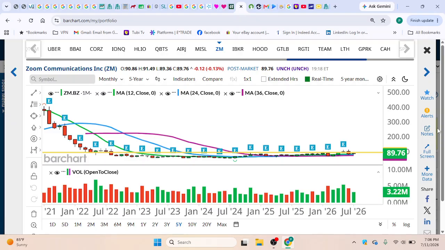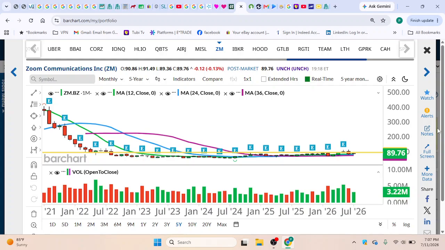That Zoom's stuck. I think people like working from home, even if it's 1 or 2 or 3 days a week. And I think it's just one of those convenience things that has stuck with us. People are still using Zoom, and so I like the company for that reason. I like the chart.